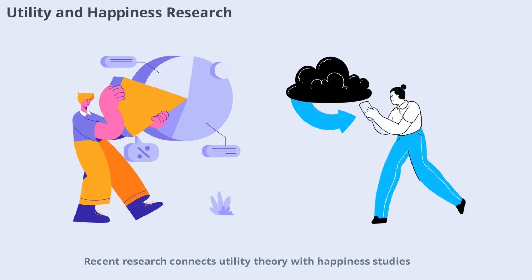Recent research connects utility theory with happiness studies. Economists and psychologists work together to measure well-being and understand what truly brings satisfaction. This interdisciplinary approach helps shape policies and business practices aimed at improving quality of life.